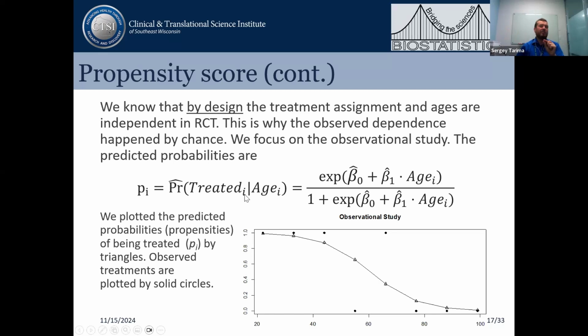Maybe I should remove I from here because it's just estimating probability of being treated. Then for each patient on the basis of his or her age, we can calculate P sub I. So that will be propensity of being treated. And I plotted these propensities with these triangles over here.